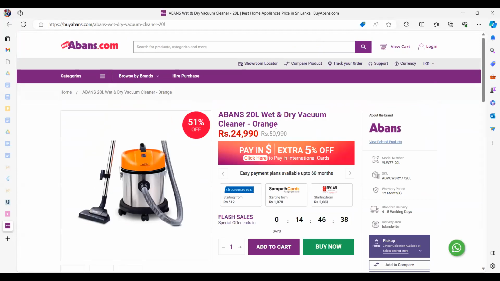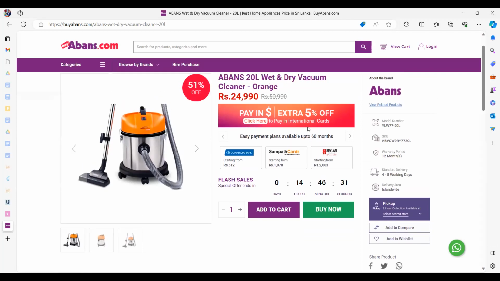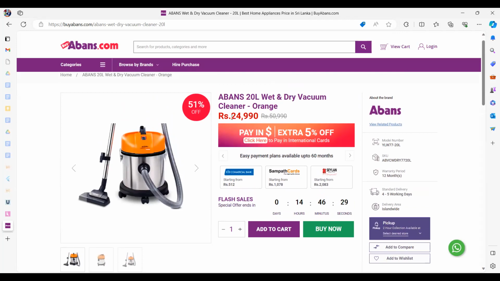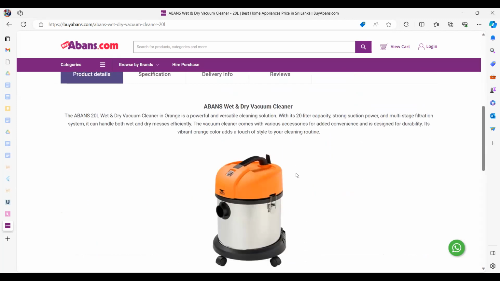A vacuum, right? So easy payment plans available up to 60 months. They don't talk about any interest, but the price is 24,990. Pay in dollars, extra 5% off. Okay, so if you have a Commercial Bank card, you can pay 500 rupees a month, right? Of course it depends on how many months, how many years, but this is a similar aspect.